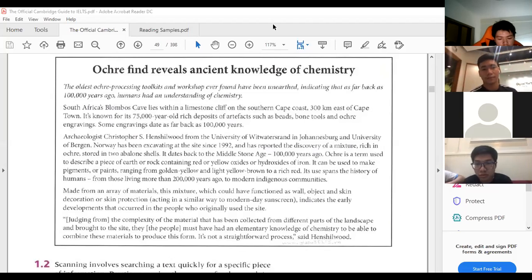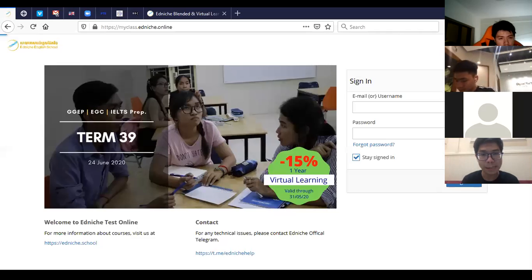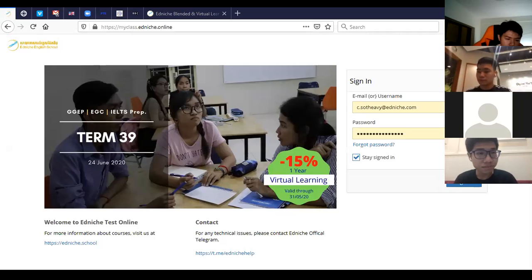So any questions for form completion, true, false, not given, as well as the short answer questions? Teacher, for the last question, can I say the wall and object? Wall and object, no, because wall here refers to painting, like how they paint the wall. That's what painting means. Like if you see here, which could have function as wall, object, and skin protection. If you put wall and object, it's also painting already. Yeah, sure, paint on the wall.